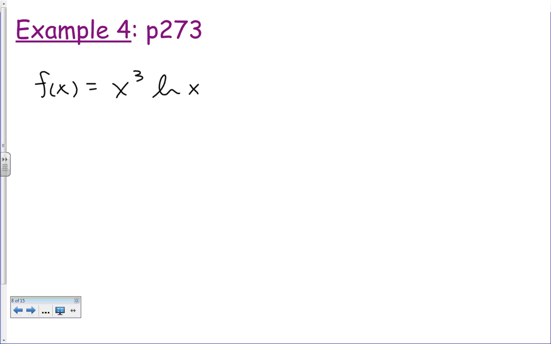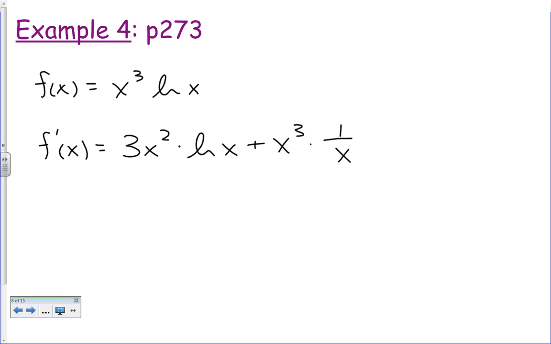Okay, so let's find f prime of x. And so we're following product rule here. So derivative of the first function, derivative of x cubed is 3x squared times the second function, ln of x, plus the first function, x cubed, times the derivative of ln of x, which again, we've learned in this section based on our definition of ln of x, its derivative is 1 over x. And we can simplify that here a little bit as 3x squared times the ln of x plus x cubed over x would give us just x squared.